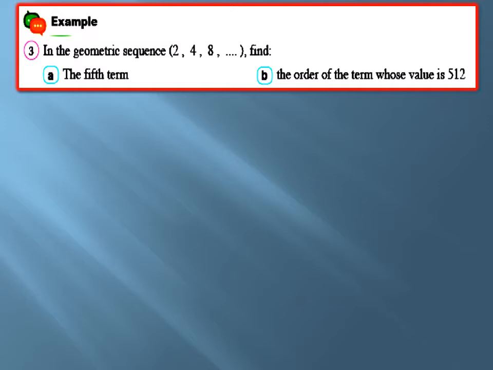Now, given in this example, A equals 2, or the first term equals 2. Also, R, the common ratio, we can get by dividing any term by the previous term. 4 divided by 2 equals 2. Then A equals 2 and R equals 2.